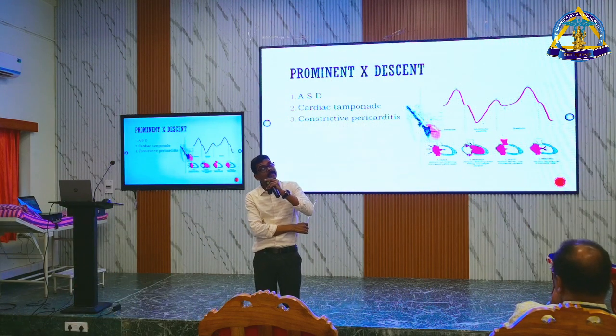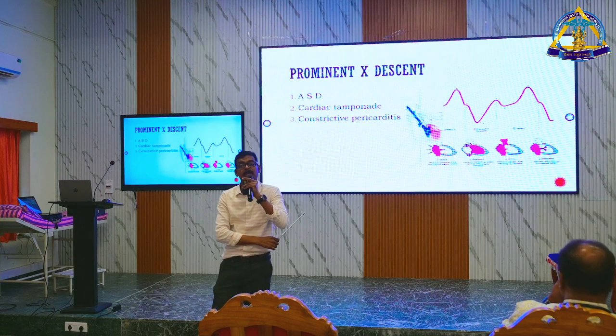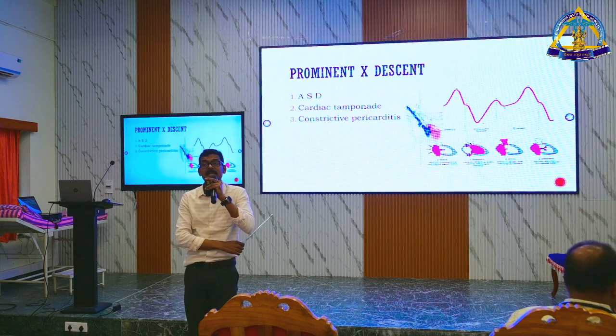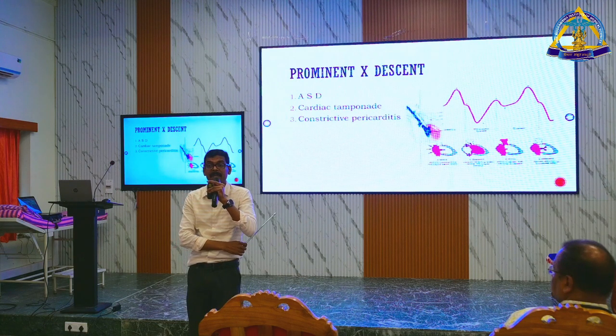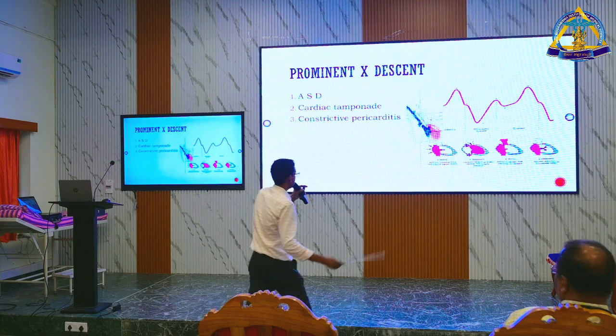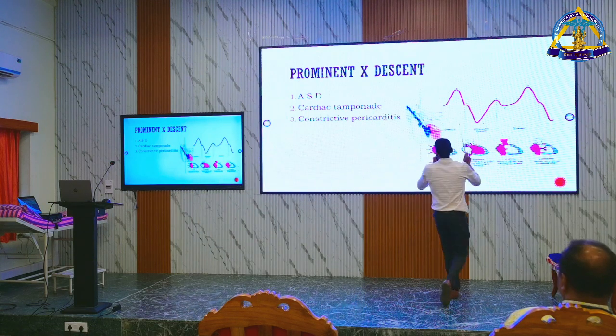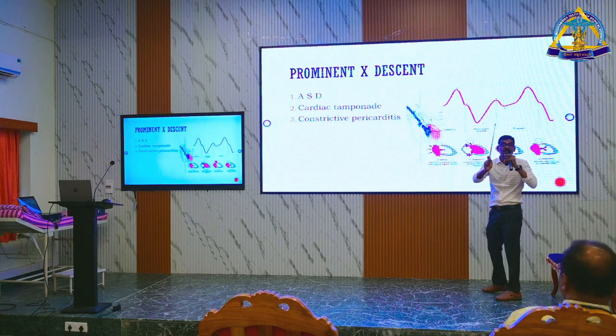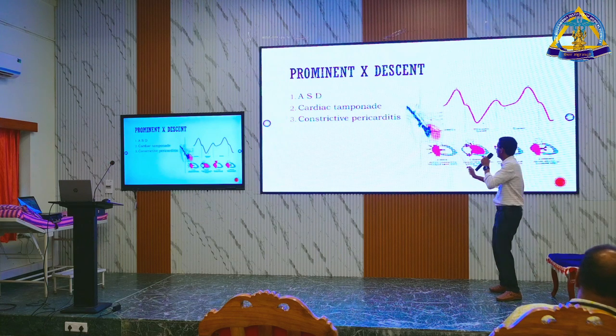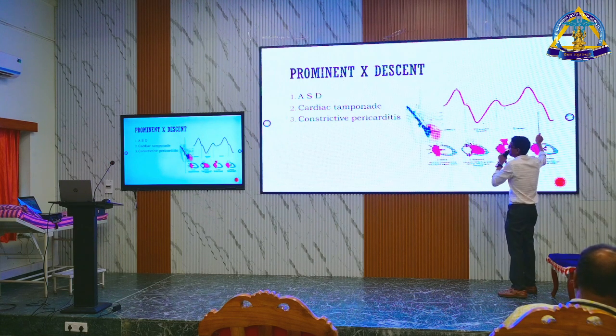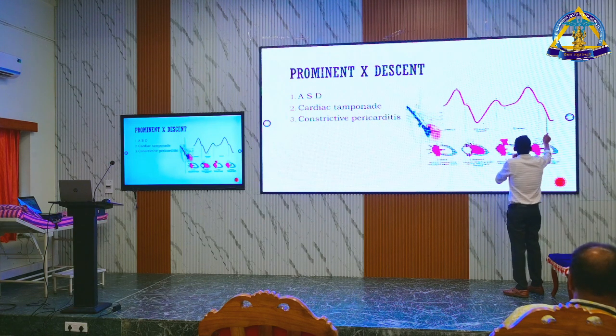And the second and third conditions: constrictive pericarditis and pericardial tamponade. I will tell you how this happens. There are two phases of filling. What are the phases? One is the X descent, relaxation, and second is the Y descent. You understand? During the X descent, the valve is closed and the ventricle is contracting. During the Y descent, the valve is open and the ventricle is relaxing.